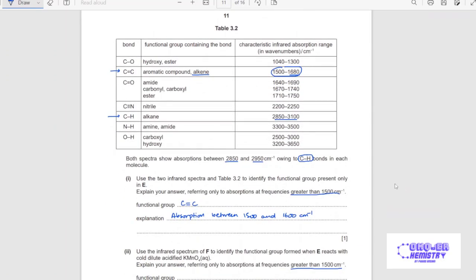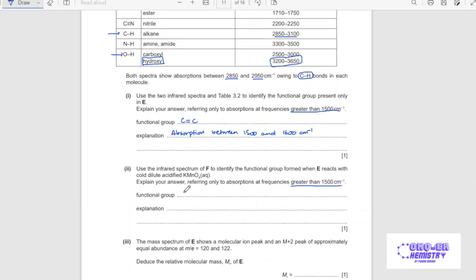All right. So let's take a look. Within this range, we have the 3300 to 3400 that resulted in the absorption for compound F, and that is the OH single bond in the hydroxy functional group. So the functional group over here, we're going to write OH, and the explanation is we have an absorption between 3300 to 3400 per centimeter.